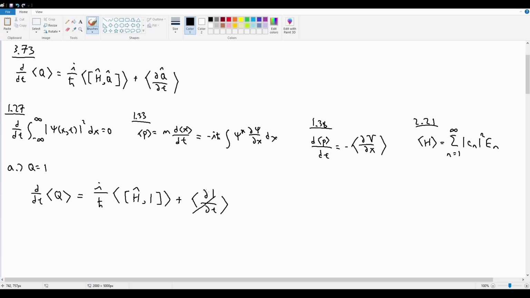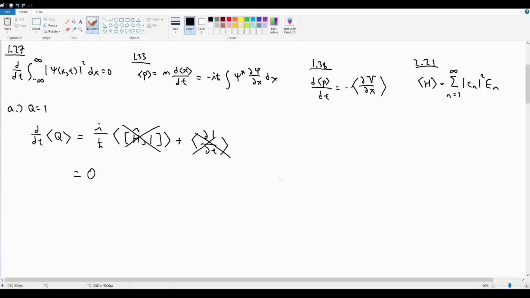And immediately, this thing is 0, right? Because 1 is just 1, it's a constant. Differentiate it by anything, and it's just going to give you 0. Same thing here, right? The Hamiltonian is going to commute with this because this is literally just a constant. It by definition will commute with any operator whatsoever. So this also is going to equal 0. Therefore, the rate of change in time of this expectation value of Q when Q equals 1 is equal to 0.